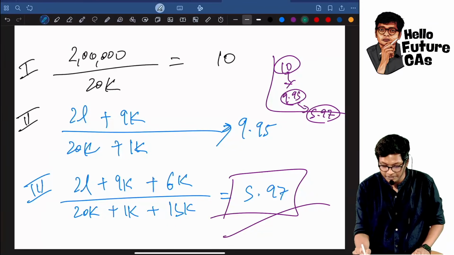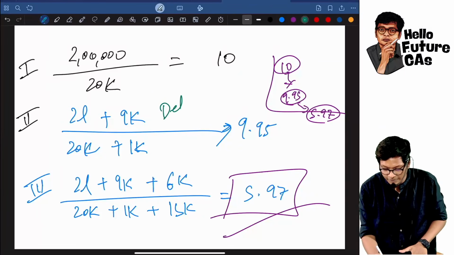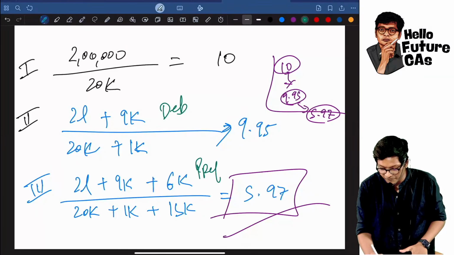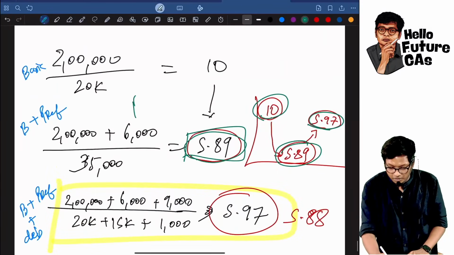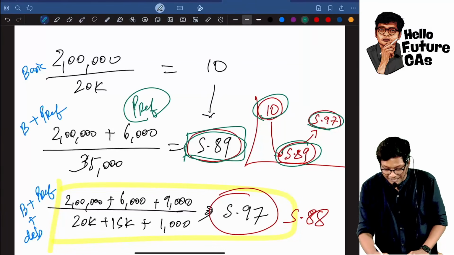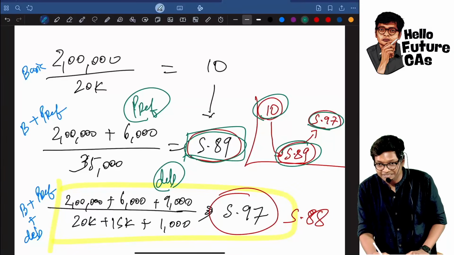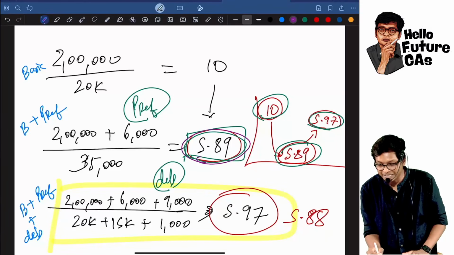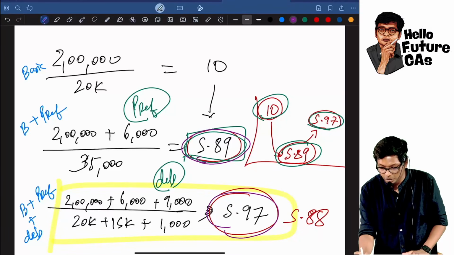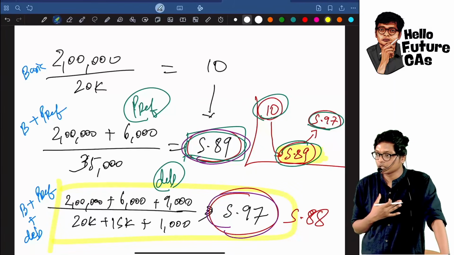That means follow carefully which one to add first. If you add debenture first and then add preference shares next, you get one result. You have to add preference first and then add debentures next. If you add debentures next, then what will happen? You will notice that 5.89 has increased to 5.97. So your diluted EPS that I will report in the exam will be 5.89. Are you following? Are you understanding?